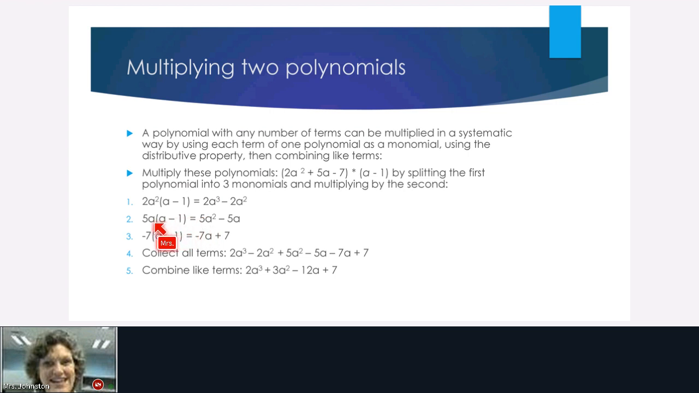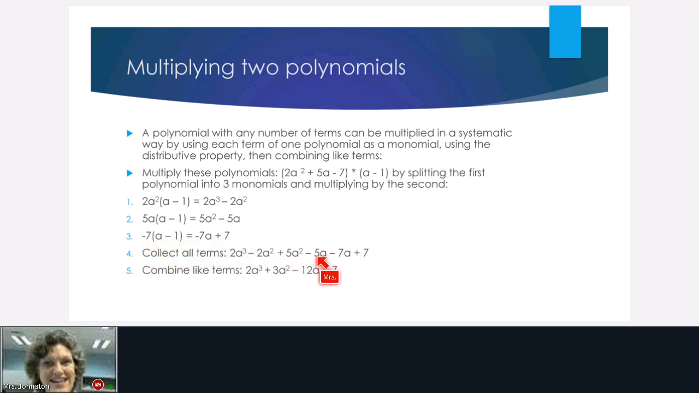Done. Then I'm going to go back and get my 5a and multiply it by a minus 1. 5a times a is 5a squared. 5a times negative 1 is negative 5a. Done with the second term. Then I'll take my third, negative 7, and multiply it by a minus 1. Negative 7 times a is negative 7a, and negative 7 times negative 1 is positive 7.